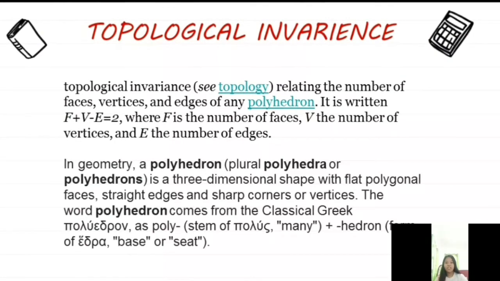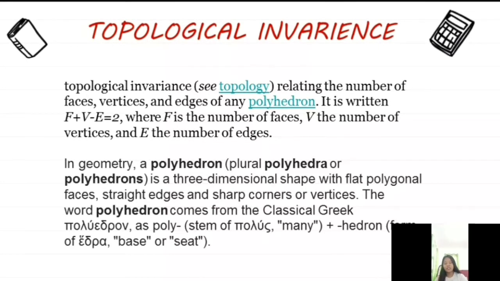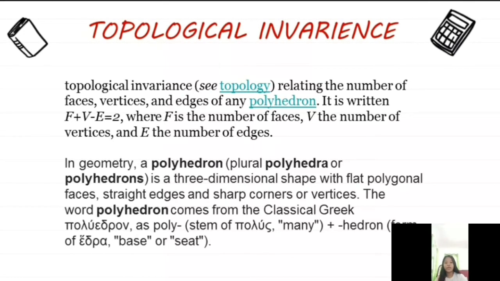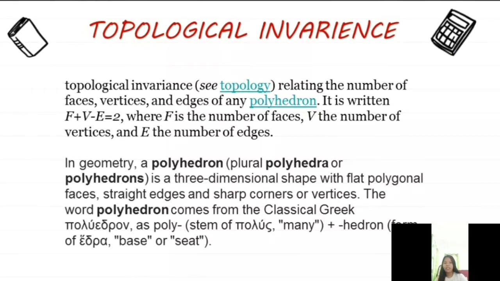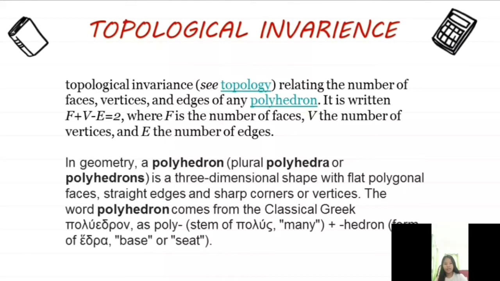Topological invariance. Topological invariance relating the number of faces, vertices, and edges of any polyhedron. In geometry, polyhedron or polyhedra is a three-dimensional shape with a flat polygonal face, straight edge, and sharp corner or vertices. The word polyhedron comes from the Greek word poly meaning many, and hedron meaning form of base or seat. Euler's polyhedral formula, one of the first discoveries in topology, comes second only to Euler's identity for mathematical beauty.